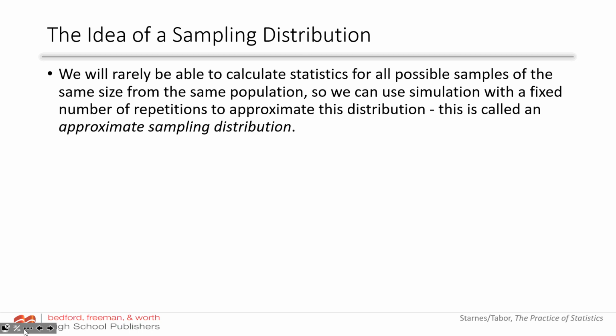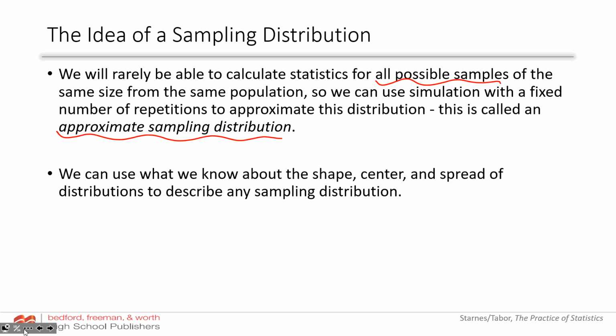Okay, so we're rarely actually going to come up with a total sampling distribution. Remember, a sampling distribution contains all possible samples of the same size from the same population. It doesn't happen often that we can come up with all possible samples of size 10 or whatever it is. So instead, we just get a lot of possible samples of size 10, and we call it an approximate sampling distribution. So most of the time when we say a sampling distribution, it's actually an approximate sampling distribution.